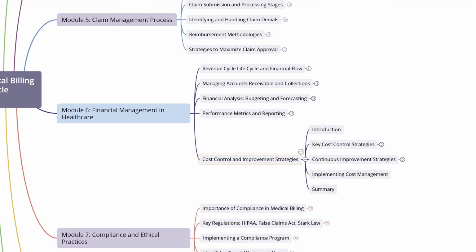Next, cost control and improvement strategies. Cost management is essential for maintaining profitability. This includes analyzing operational expenses, reducing waste, negotiating better payer contracts, and investing in efficiency enhancing technologies.